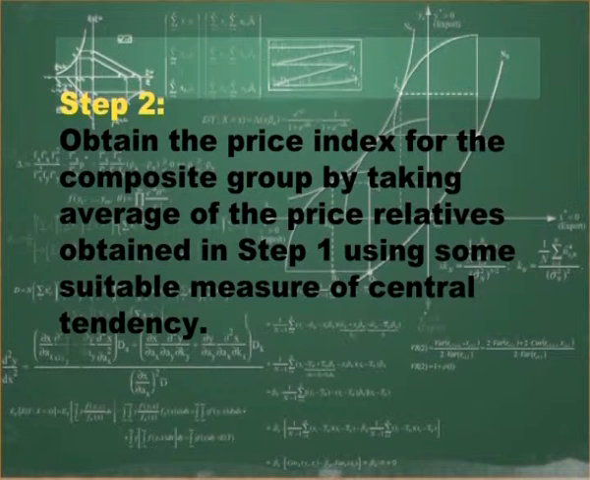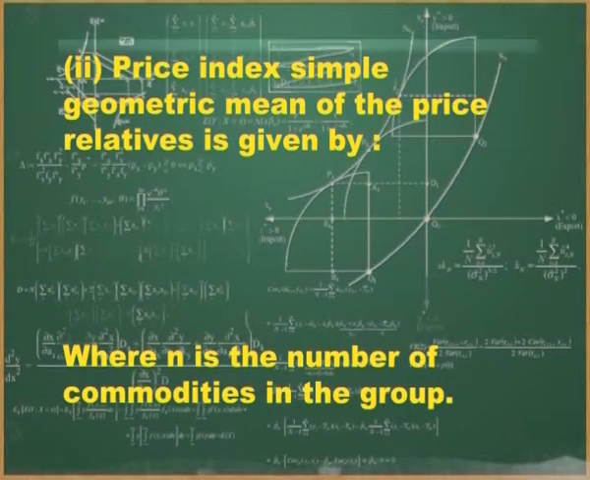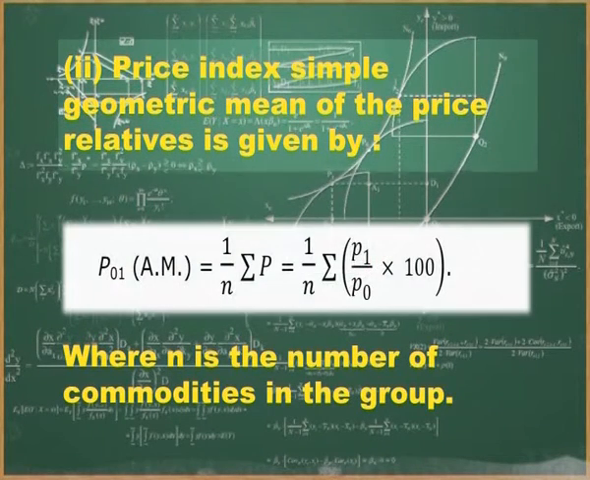Step 2, obtain the price index for the composite group by taking the average of the price relatives obtained in step 1 using some suitable measure of central tendency. We normally use arithmetic mean, that is AM, or geometric mean, GM, to take the average of price relatives. Thus, the price index using simple arithmetic mean of the price relatives is given by P01 AM, that is equal to 1 by n times ΣP, which is equal to 1 by n times Σ of P1 divided by P0 into 100, where n is the number of commodities in the group.